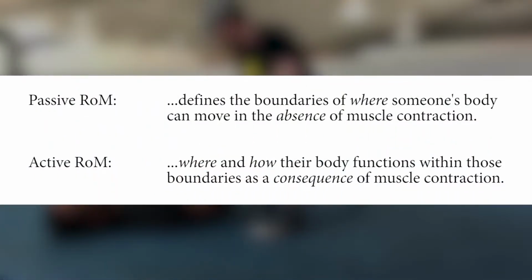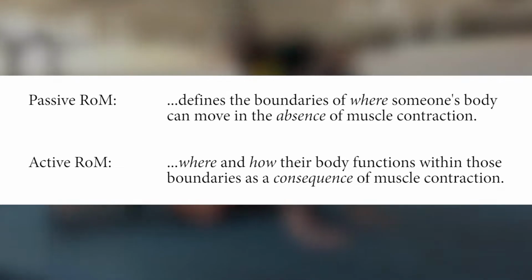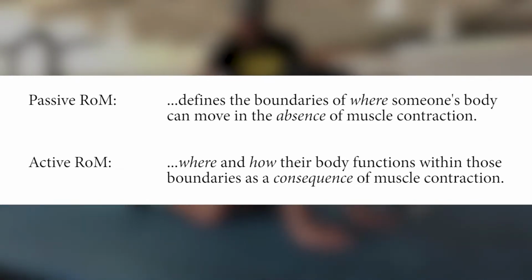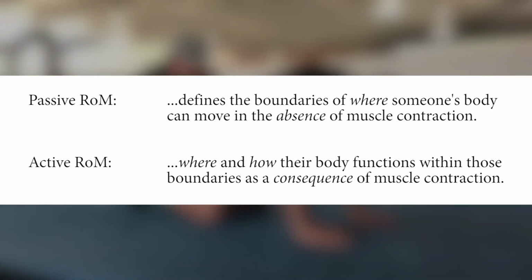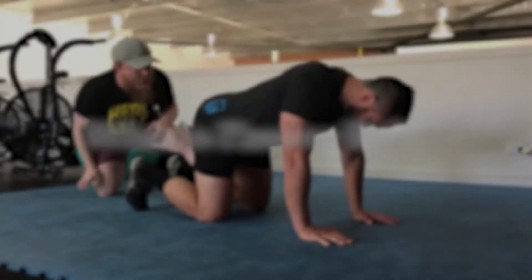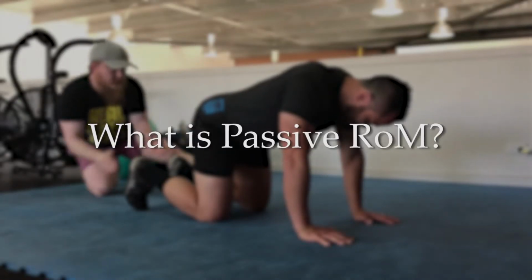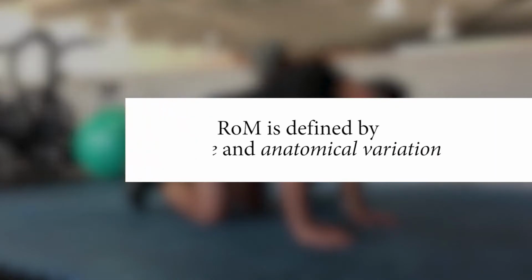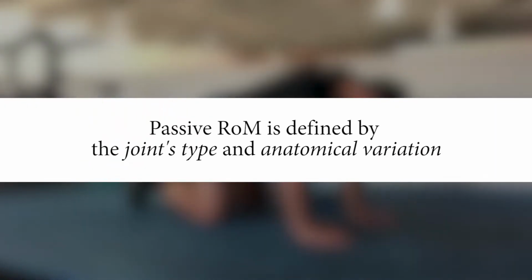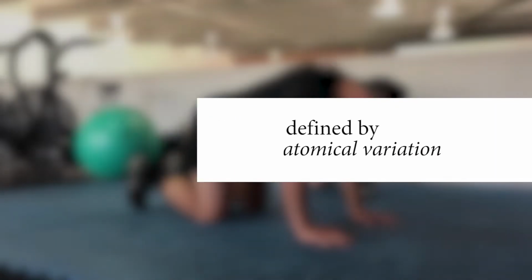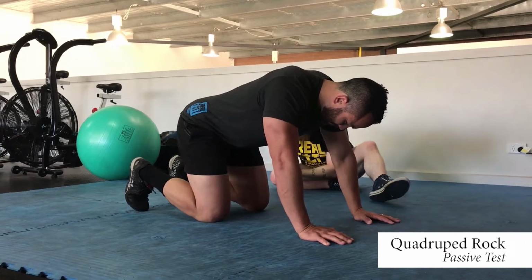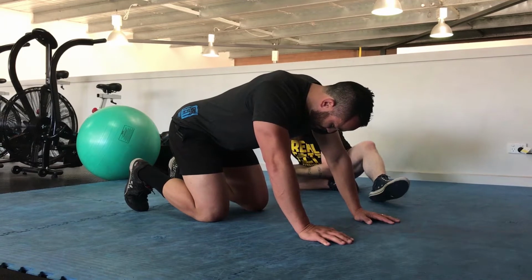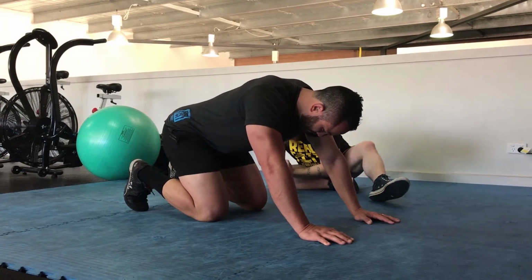Passive range of motion defines the boundaries of where someone's body can move in the absence of muscle contraction. Active range of motion tells us where and how their body functions within those boundaries as a consequence of muscle contraction. Passive range of motion is determined by two factors: the joint's type and anatomical variation. The joint's type, whether that's a hinge joint, saddle joint, etc., defines how it's expected to operate. Anatomical variation is about individual differences in musculoskeletal anatomy.